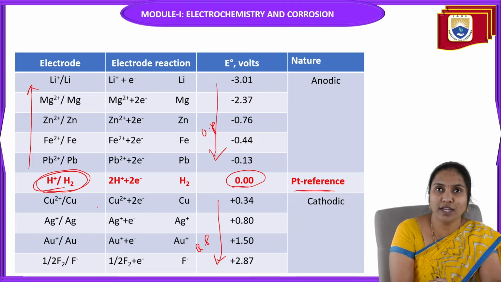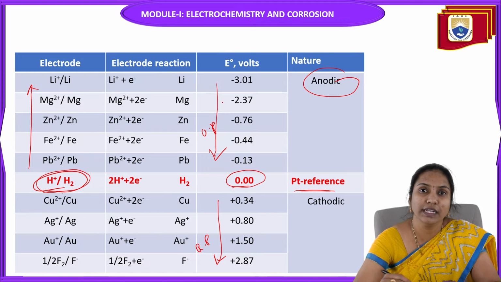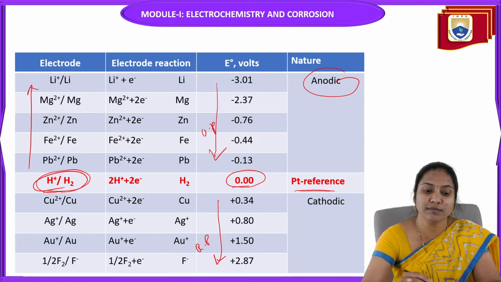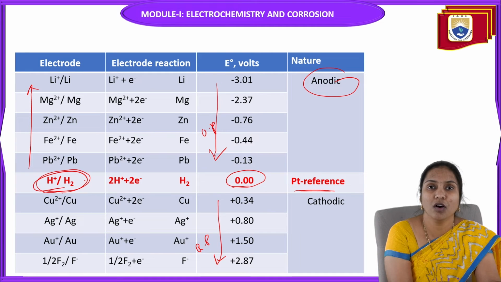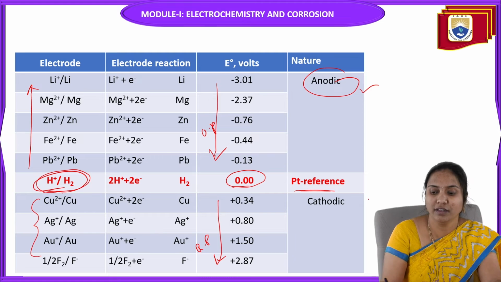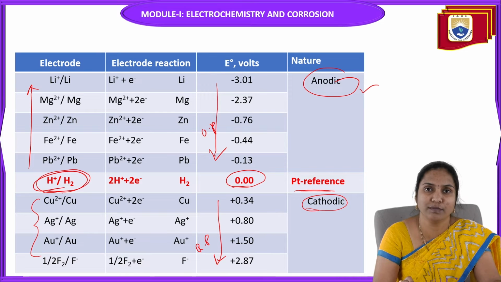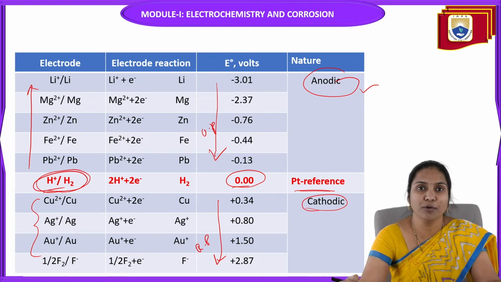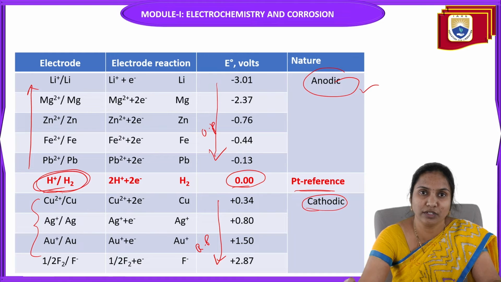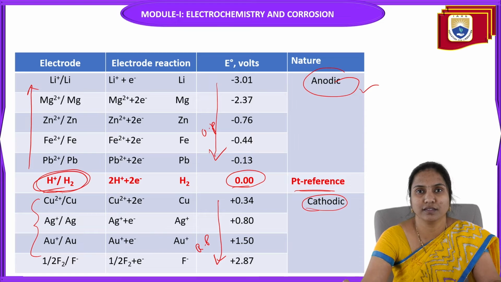In this series, all the metals above the hydrogen scale have anodic nature. They have negative reduction potentials and act as anode. And the metals below the hydrogen scale have cathodic nature, that means these metals act as cathode. This is most important. This is the electrochemical series.